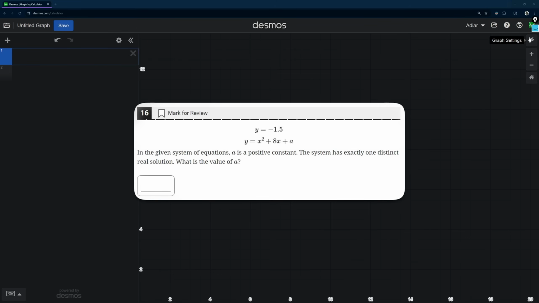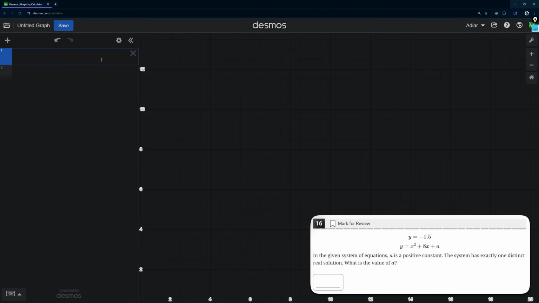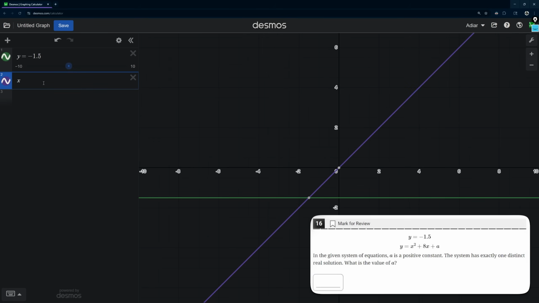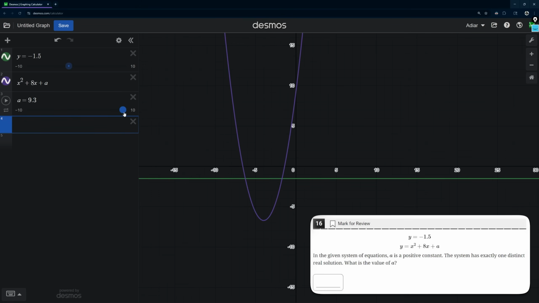This question says, in the given system of equations, A is a positive constant. The system has exactly one distinct real solution. What is the value of A? Cool. So just for funsies, we can put this into Desmos. And x squared plus 8x plus a. It looks like there's a certain value of a where it doesn't intersect at 2 points, but only intersects at 1. So there's a pretty simple way of doing this one.